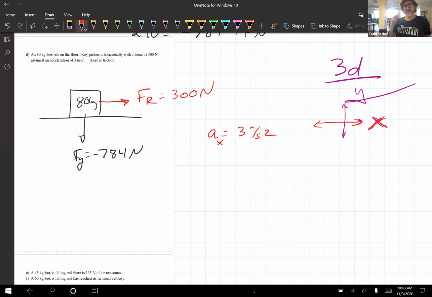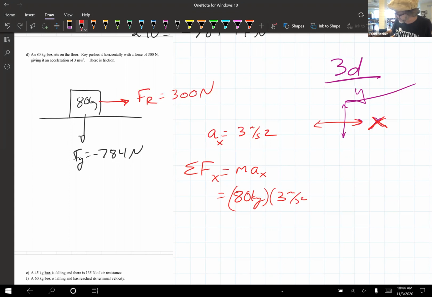As always, remember, there are two ways you can find net force: mass times acceleration, or add up all your forces. Here, I know my acceleration, so let's find my net force. But my net force has to be horizontal, doesn't it? Because all of the motion is horizontal. So net force horizontally is mass times horizontal acceleration. So 80 kilograms of mass, 3 meters per second squared of acceleration. Multiply that out and you get 240 newtons.